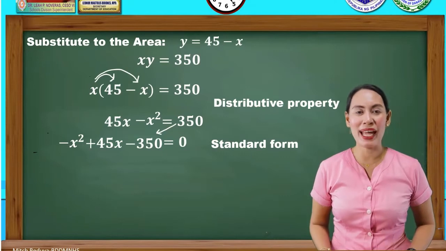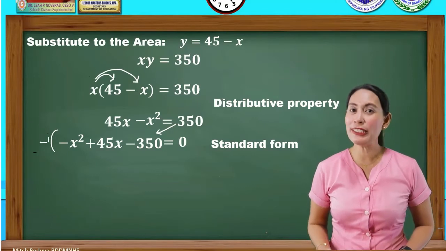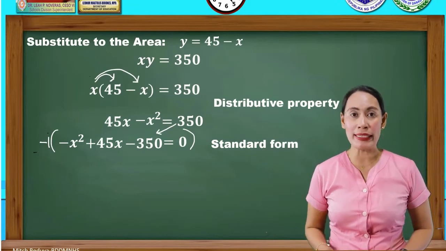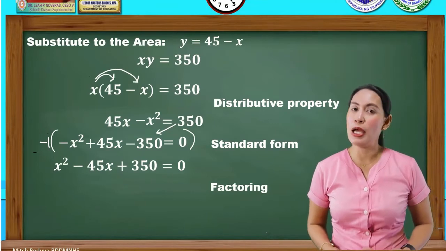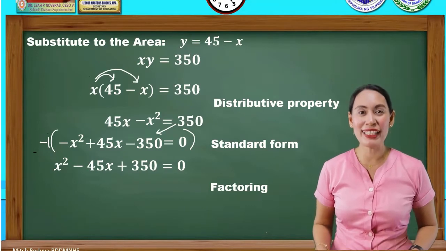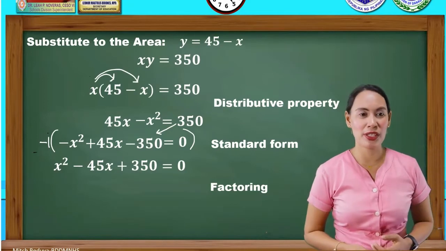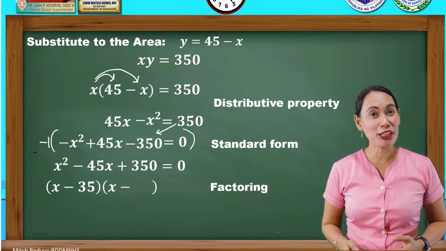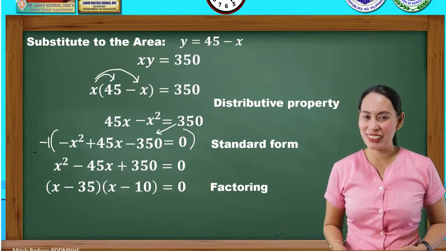We're going to multiply negative 1 to both sides of the equation to make the first term of the quadratic equation positive, or the leading coefficient positive. So we have x squared minus 45x plus 350 equals 0. So we can now solve this quadratic equation. By factoring method, the equation is now the quantity x minus 35 times the quantity x minus 10 equals 0.